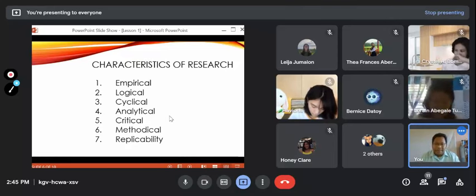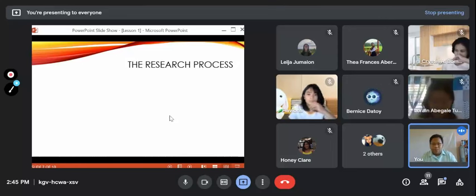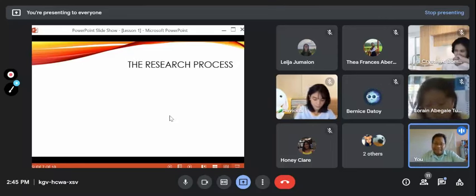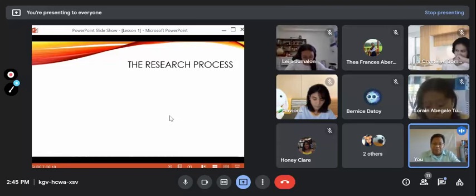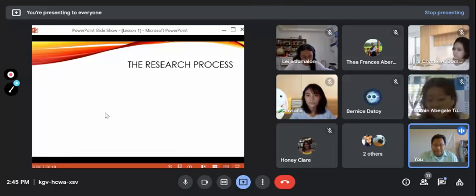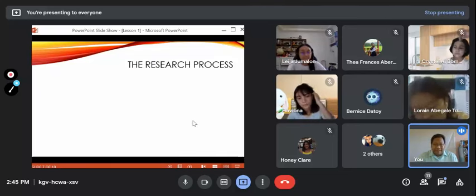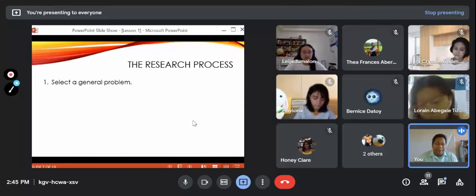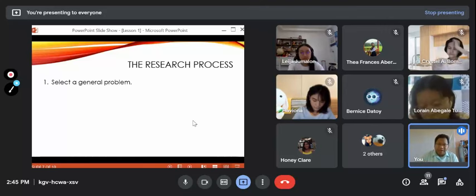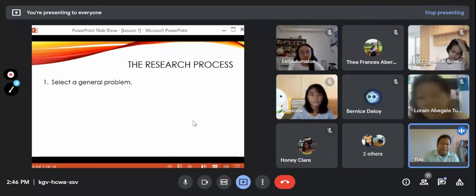So we proceed with the next slide, which presents the research process. The six steps that people go through, most especially students, in order to accomplish this task known as research. The research process begins with having a general problem in mind. Remember that empirical characteristic of research, which is explained in terms of the experiences and observations researchers can actually have, because that can greatly contribute to the selection of a general problem.